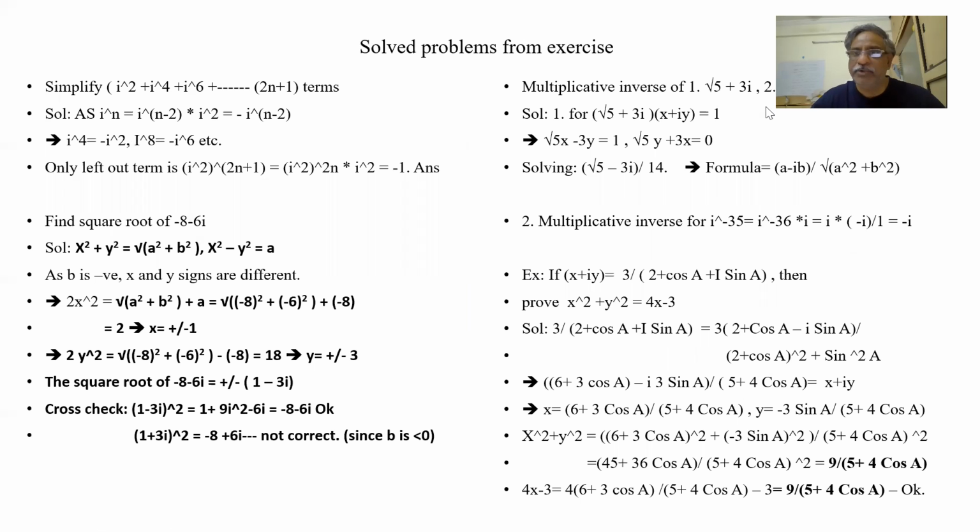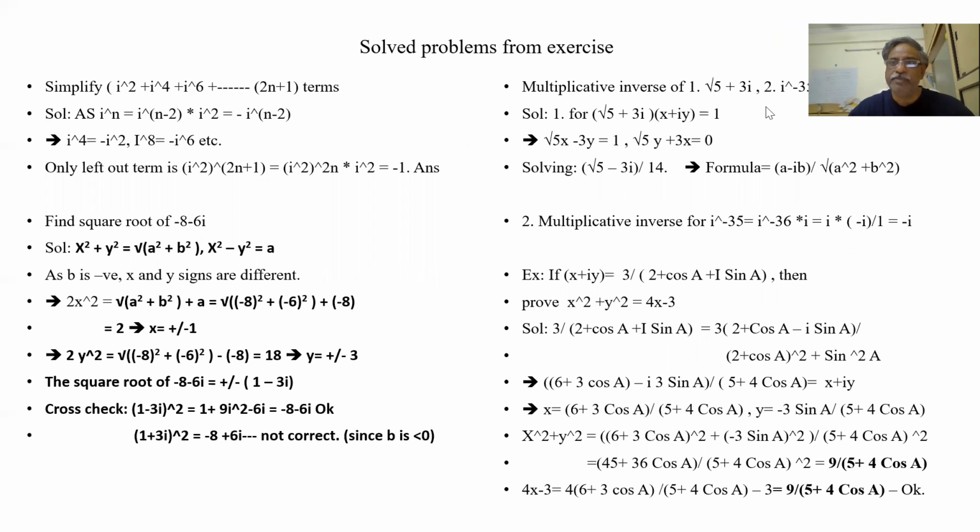Let us see some more textbook examples. What is to simplify this to 2n plus 1 terms? Just observe. i to the power of 4 is minus i square. So these two get cancelled. Again, i to the power of 8 is minus i to the power of 6. So i to the power of n can be written as i to the power of n minus 2 into i square. So i square is minus 1, so minus i to the power of n minus 2. So alternate terms get cancelled.